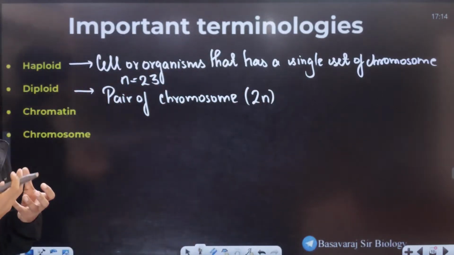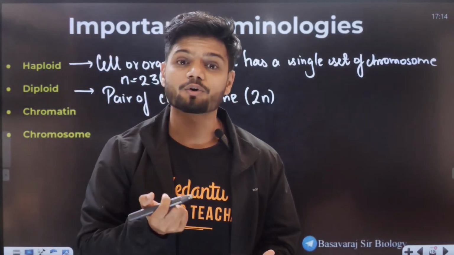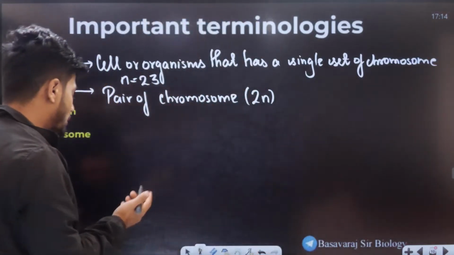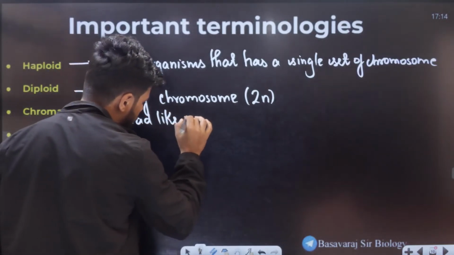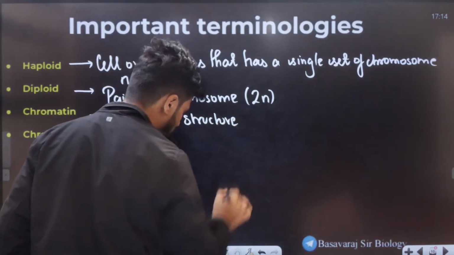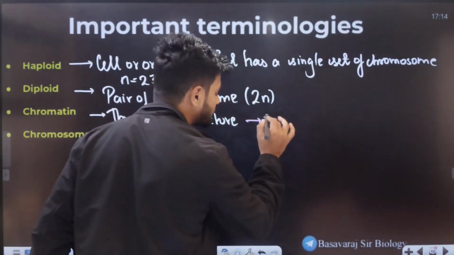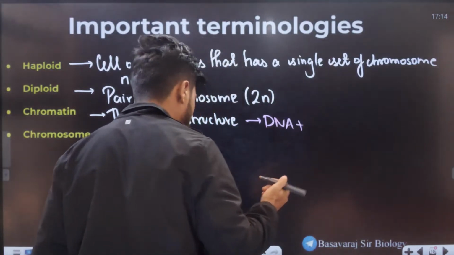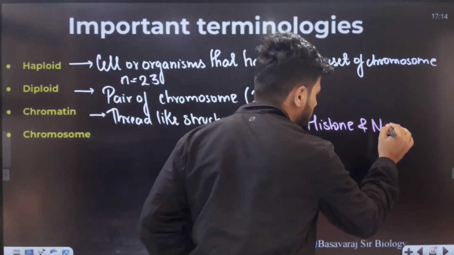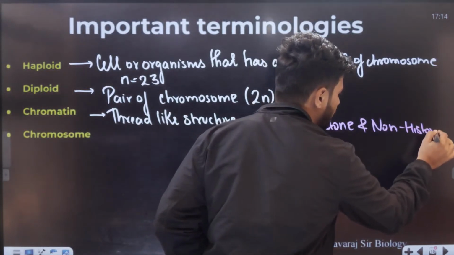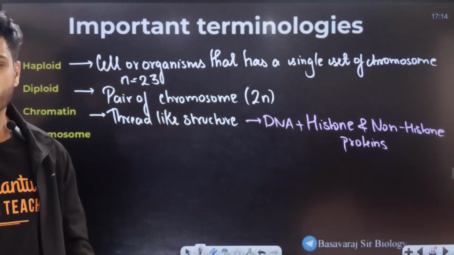Okay. Now, what is chromatin? You might have heard of chromatin, because in this chapter I'll be using this word chromatin very often. Chromatin is basically, students, a thread-like structure. What is it made up of? This thread-like structure is made up of DNA. It has our DNA plus histone and non-histone proteins. This basic information, everyone should know: what exactly is chromatin.